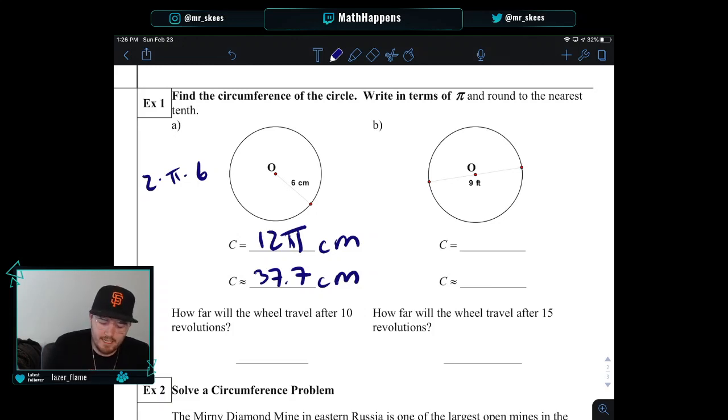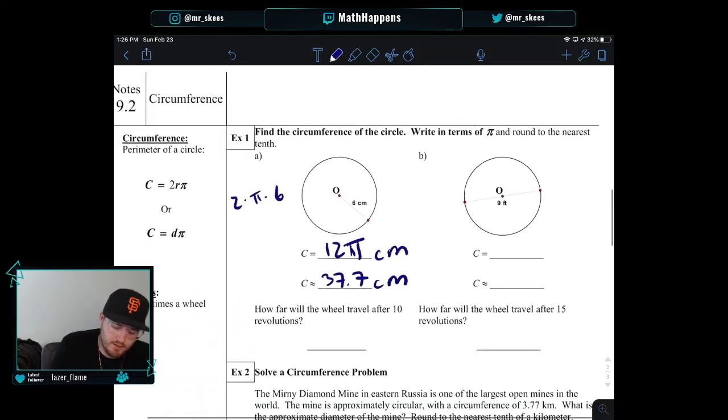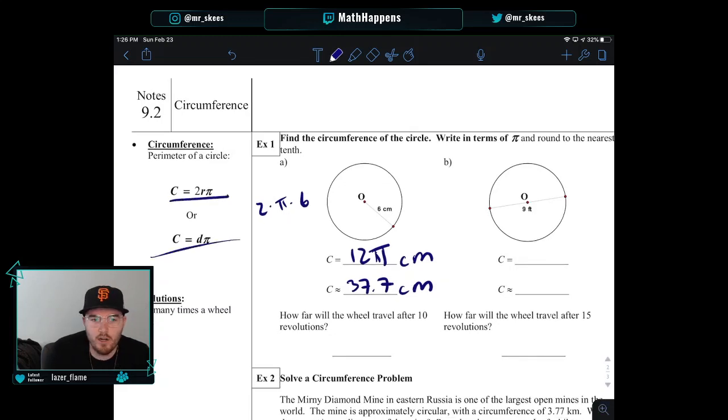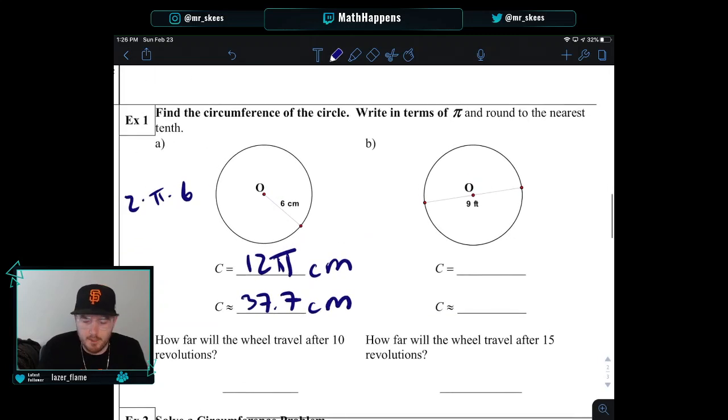Over here, when we have 2 pi r, or 2 times r times pi, it doesn't matter what order you write it. What is 2 times r? When you double a radius, what is that? It's the diameter. So if I give you the diameter, boom, you have your 2 times r part. Boom, 9 pi.